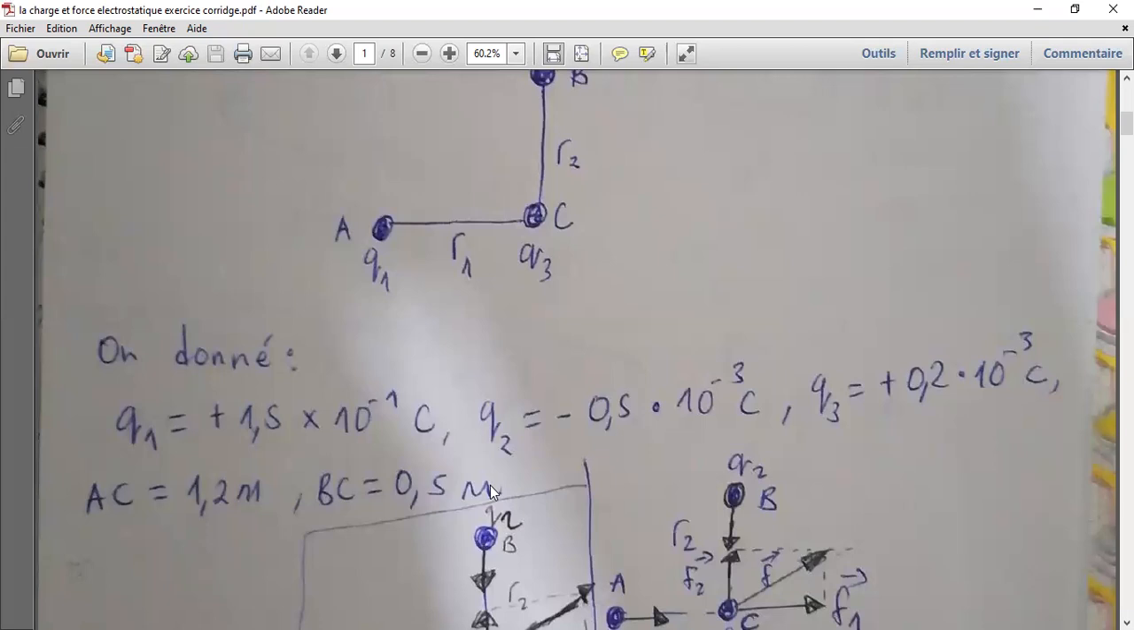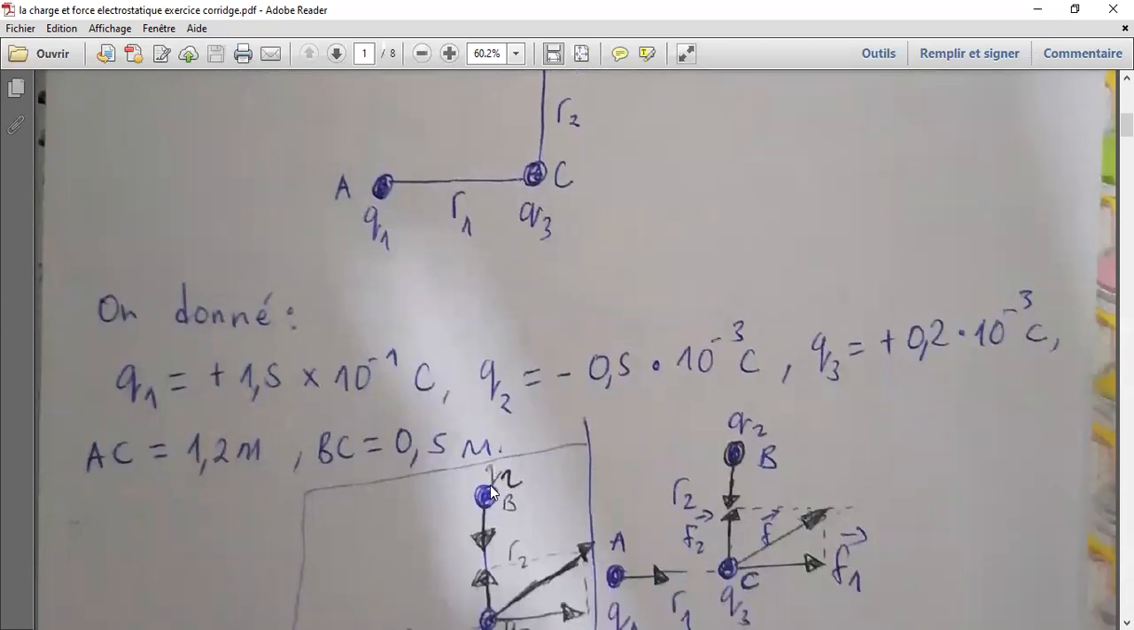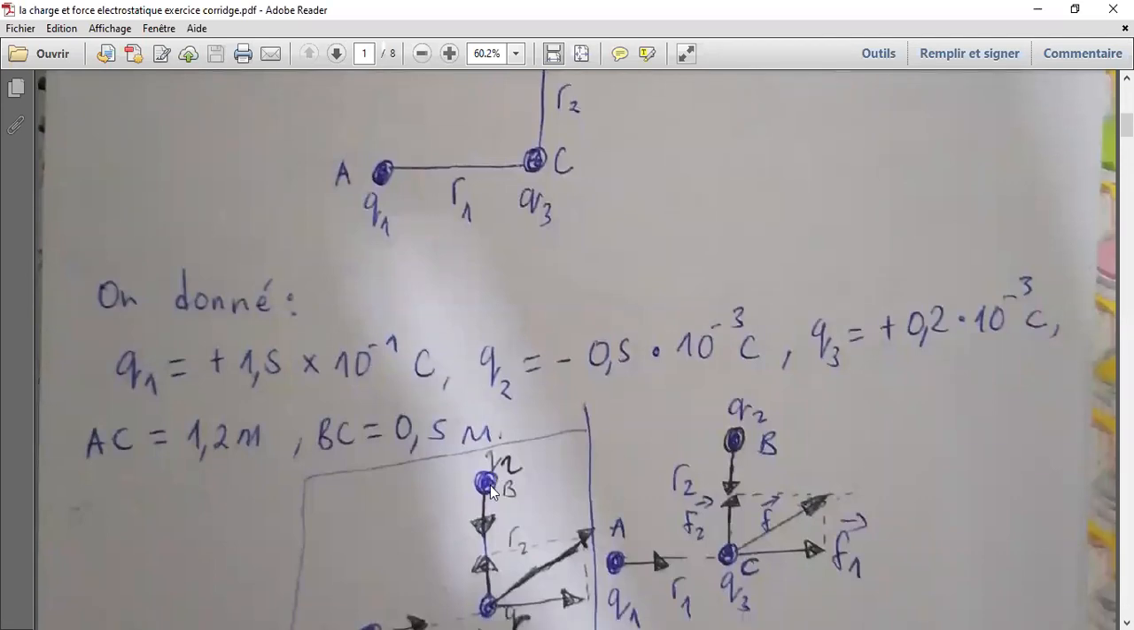Then they want us to calculate the force which is exerted on Q3. So how do you calculate the force? First of all, you have to see the charges. Q1 is positive, 1.5 times 10 to the power negative 1. Q2 is negative 0.5 times 10 to the power negative 3. Then Q3 is positive. So you have positive, negative, positive. That's the first thing which you have to note.